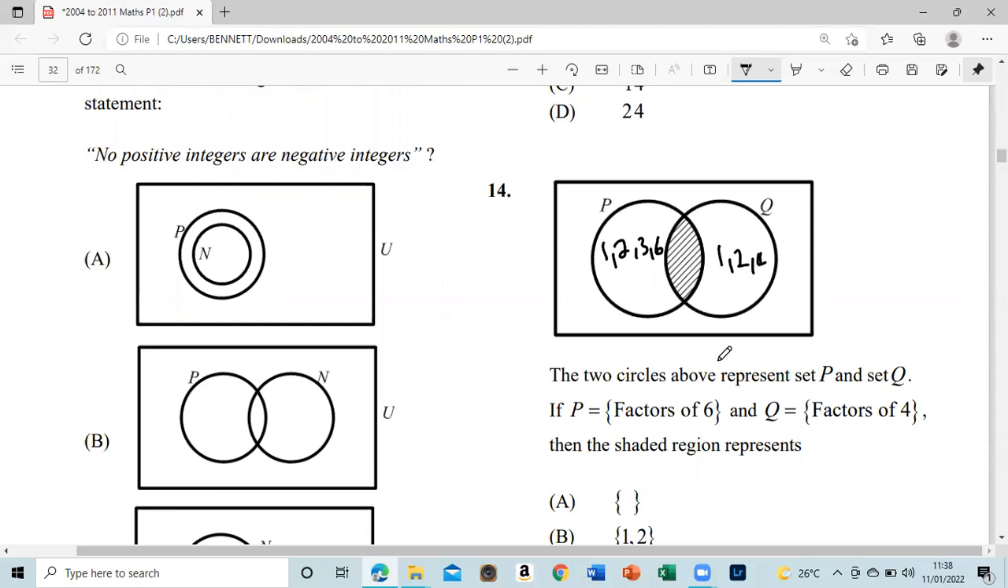Then the shaded region represents what is common. 2 is common, right? And 1. So it will be 1 over here, so 1 over here. So 1, 2, and then no, cross off. Yeah, so it is 1 and 2.